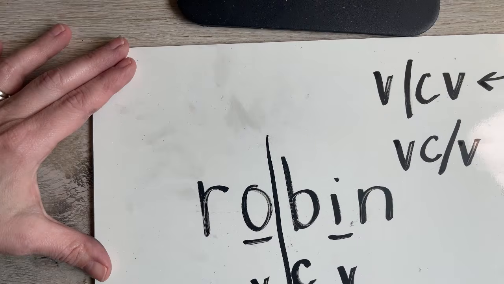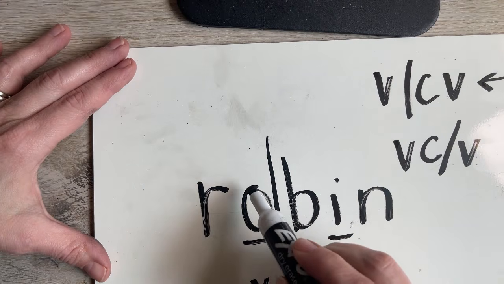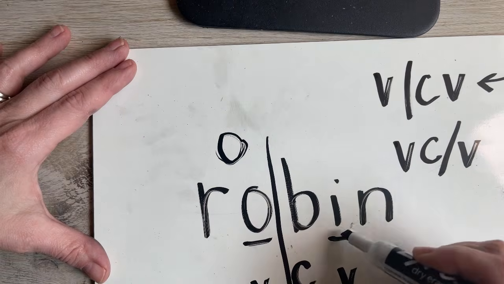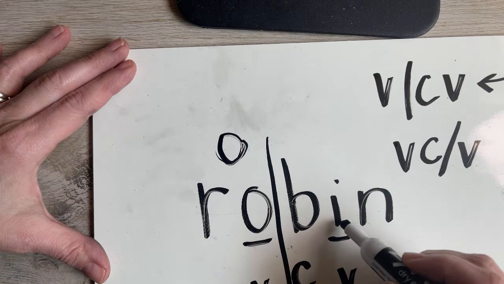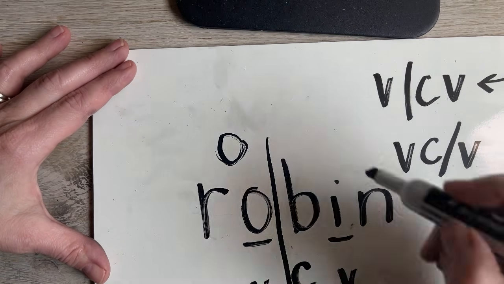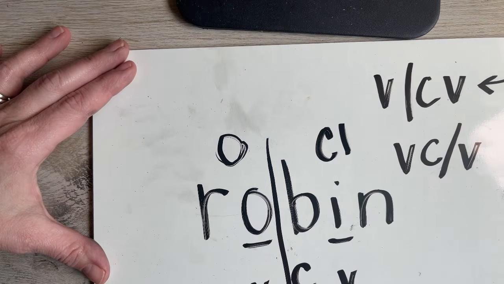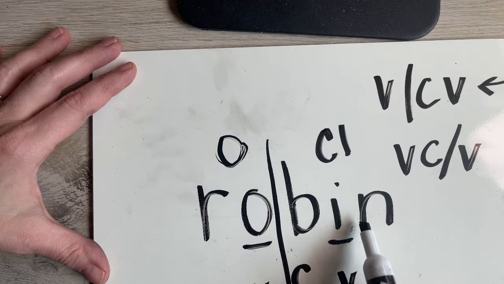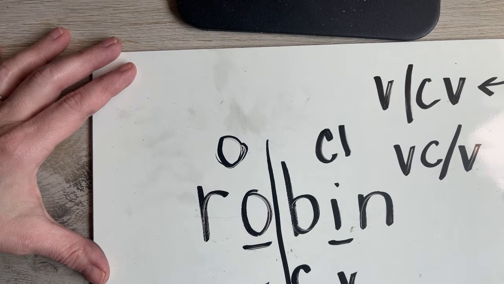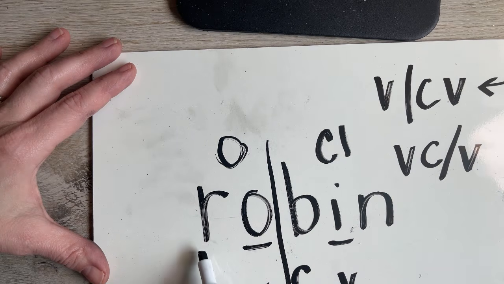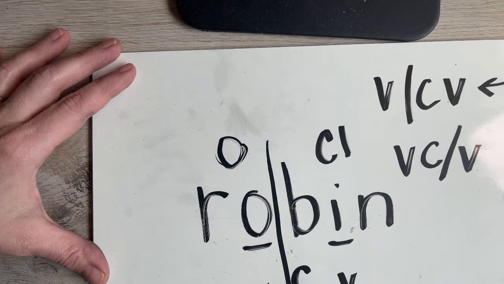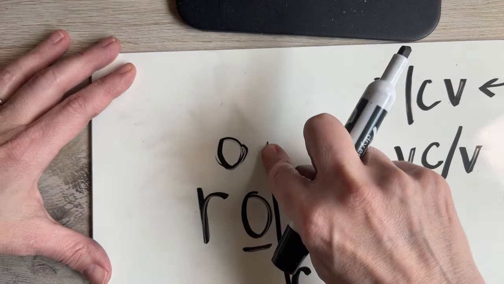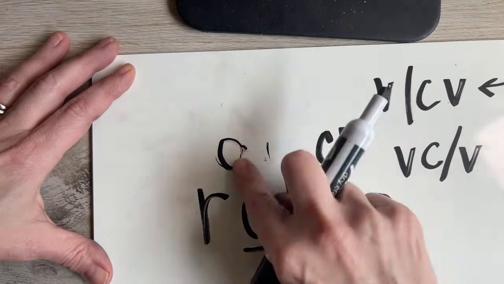In doing that, I know that this is an open syllable because it ends with a vowel, so I'll write an O up here. And this is a closed syllable because it ends with a single vowel and a consonant, so I'll write CL at the top. An open syllable is pronounced with a long vowel sound and a closed syllable with a short vowel sound. So as I decode this word, I will have Robin, Robin, Robin. That's not a word I know, so I'm going to try a different way.